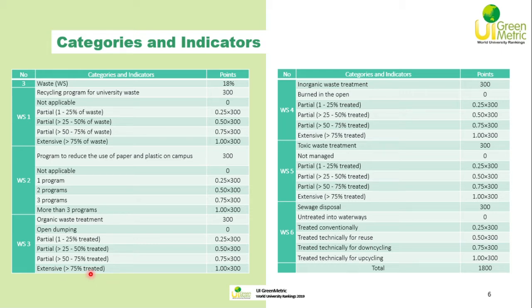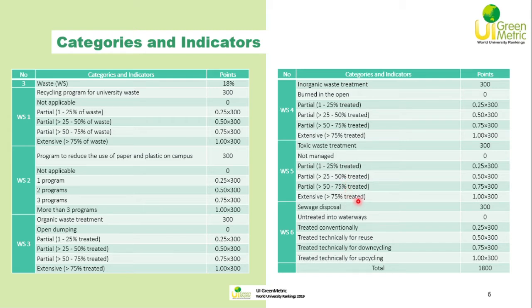For inorganic waste, it is required that you treat also 75% or more of it. This is criteria number 4. Criterion 4, for inorganic waste, that you treat 75% or more of it. For toxic waste, it is also required that you treat 75% or more of it, and that is criterion 5.